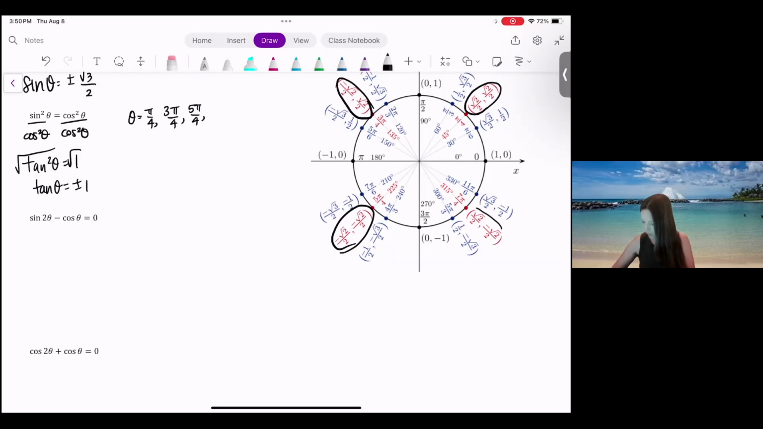And the last one of negative root 2 over 2 is negative 1, which is also a solution. So my 4 solutions happen at each of the pi over 4 variations in the first, second, third, and fourth quadrant.